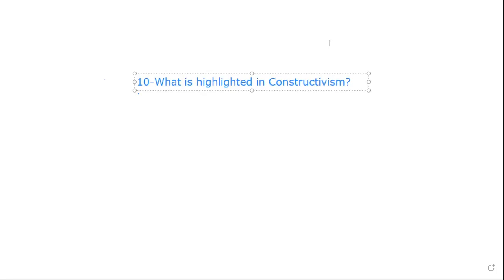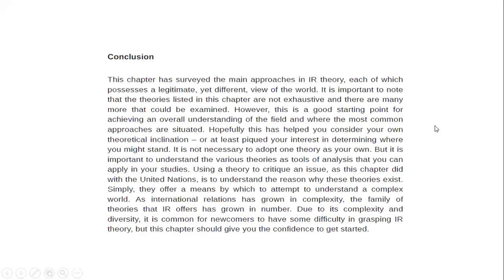Right. Now, I know this is the last question. Let me get the eraser. What is highlighted in constructivism? I have a little bit more to read to you. There's no more questions, and it's only a very little amount to read. I have to read it to conclude. Okay. All right. And here it is. Right here. This is it.